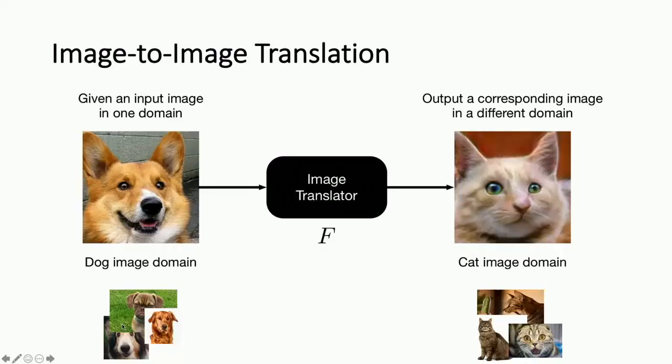This is a specific case of the more general image-to-image translation problem. In image-to-image translation, our goal is to map an input image from one domain to an analogous image in a different domain. And usually we want to preserve certain properties of the input image. For example, in this case, we want to preserve the pose of the dog. Usually we need to collect images from both domains, many dog images and cat images, to train our model. And our model can be applied to new inputs, for example, in the dog domain.